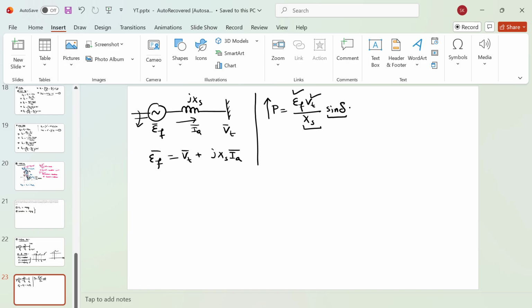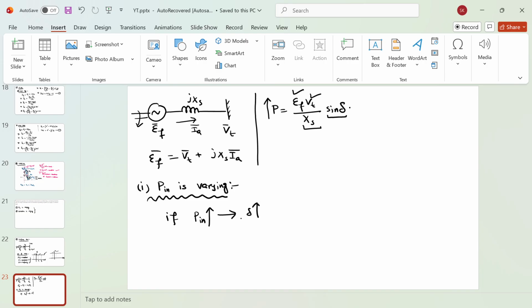So let me consider case one here. P input is varying. If my P input, the mechanical input power, is increasing, then your delta needs to be increased. So your rotor angle will increase, because this EF, VT, XS you are not changing. VT you cannot change, XS you are not changing, and even your field excitation is constant. So this will be your scenario.